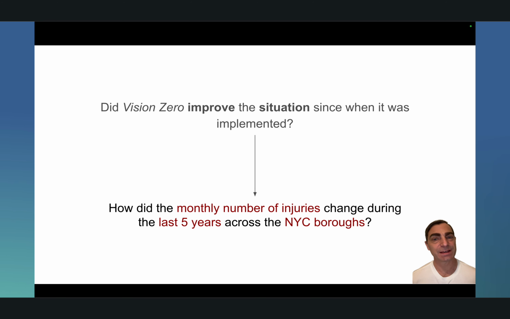So here is another example of translating exactly the same question using a different data question. How did the monthly number of injuries change during the last 5 years across the New York City boroughs? So once again, starting from the same domain question, we can generate a different data question.